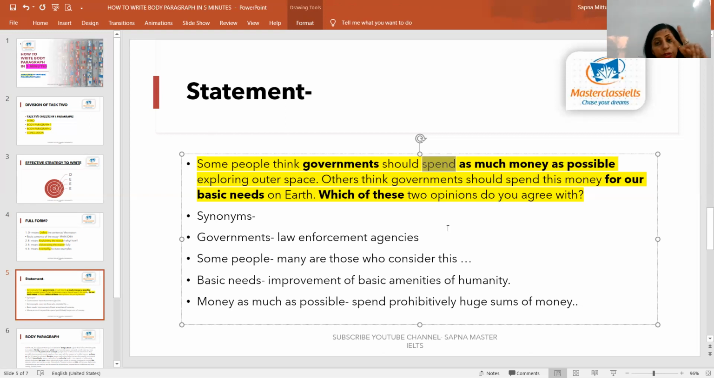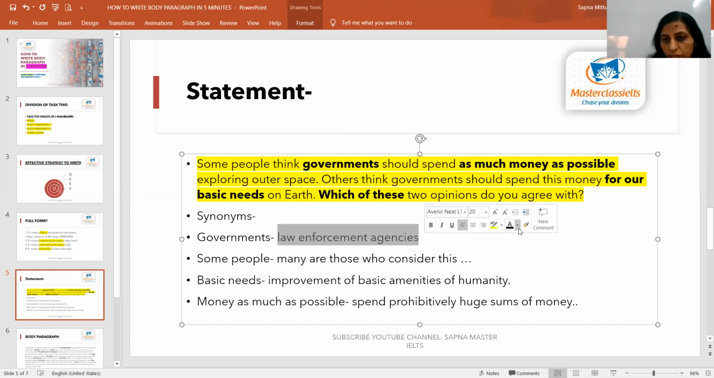So which of these two opinions do you agree with? It means I can talk about only one opinion. Which of these two opinions I agree with or I disagree with, that you need to decide. So first of all, I'll find out what the synonyms of it are. What can we say for government? So I have written law enforcement agencies. So you have used this word as a synonym of it.